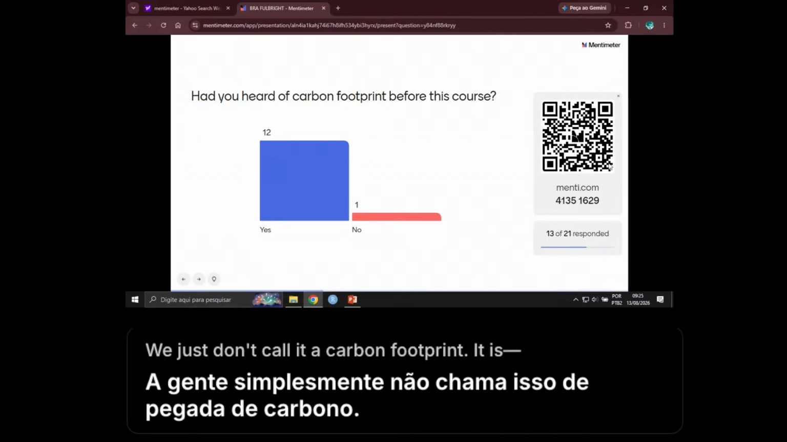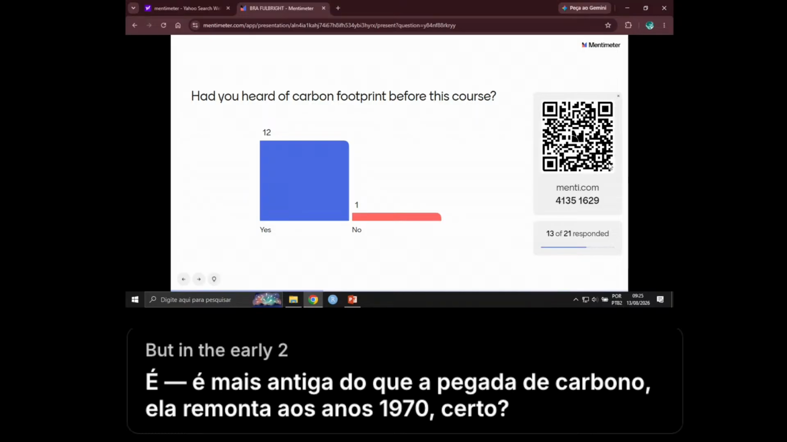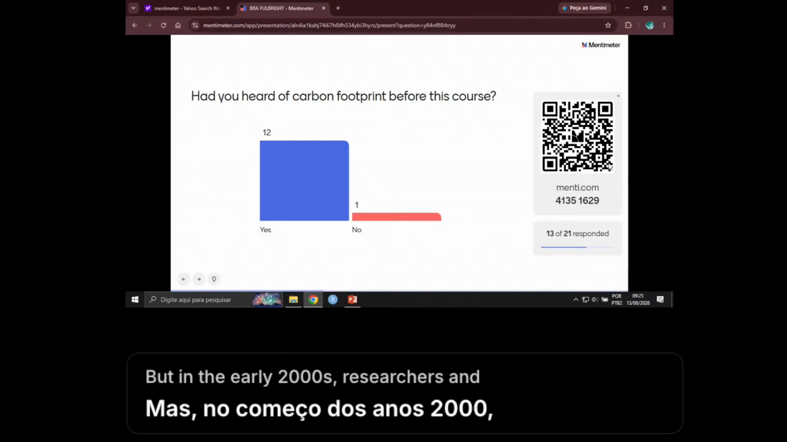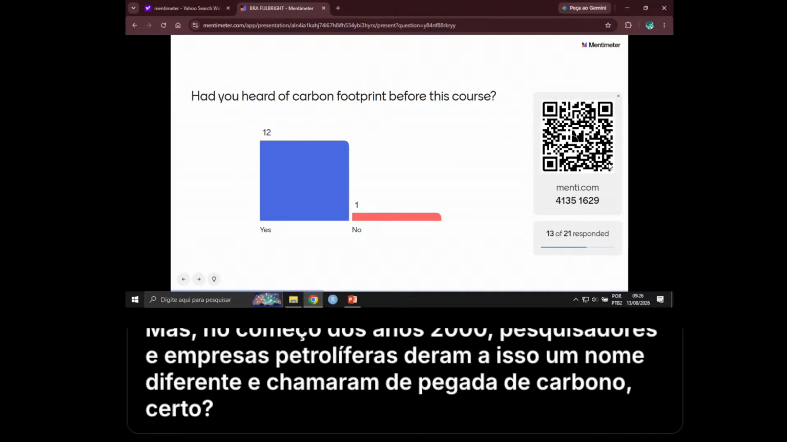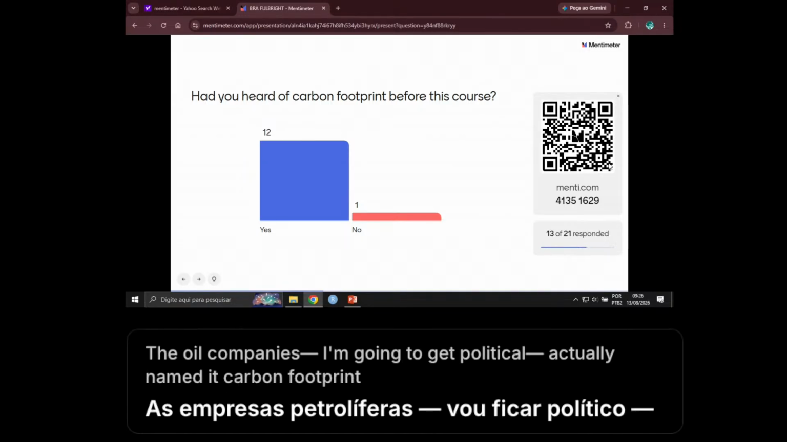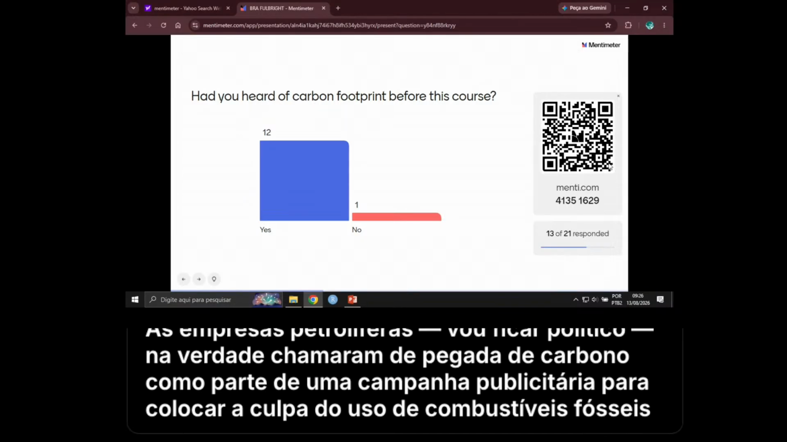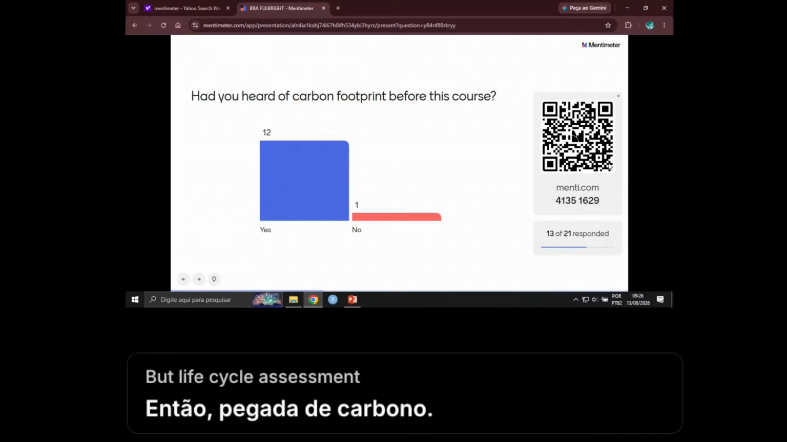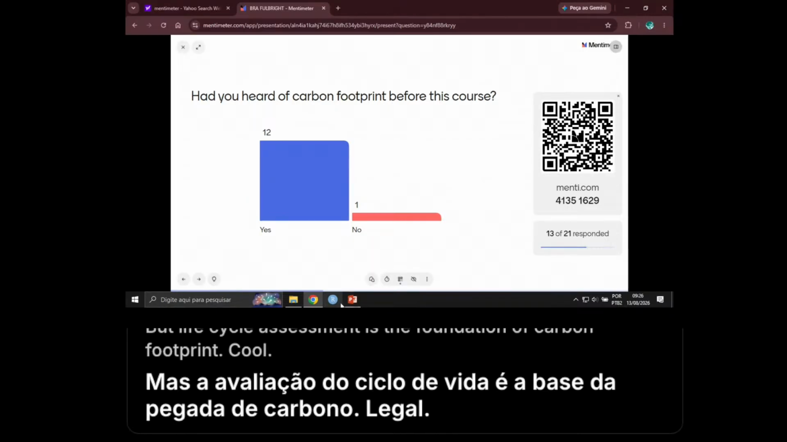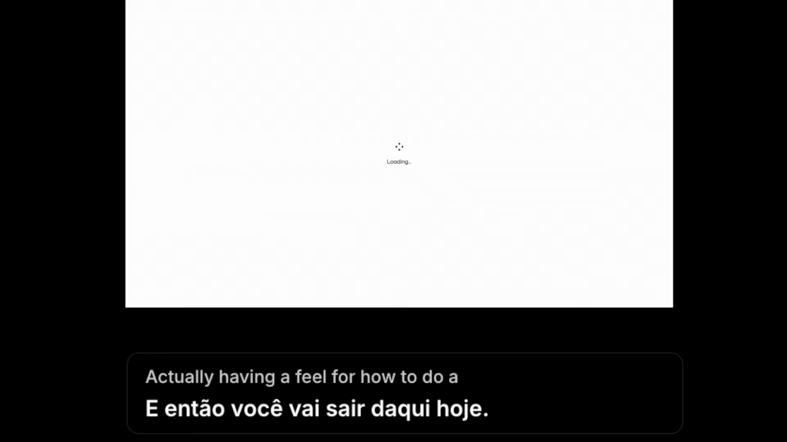It's older than carbon footprinting. It dates back to the 1970s. But in the early 2000s, researchers and oil companies gave it a different name and called it carbon footprint. The oil companies, I'm going to get political, actually named it carbon footprint as part of an advertising campaign in order to put the blame of fossil fuel use on the users instead of the oil companies. It was a distraction campaign. But life cycle assessment is the foundation of carbon footprint. And you're going to come out of here today actually having a feel for how to do a carbon footprint. All right, let's keep going.